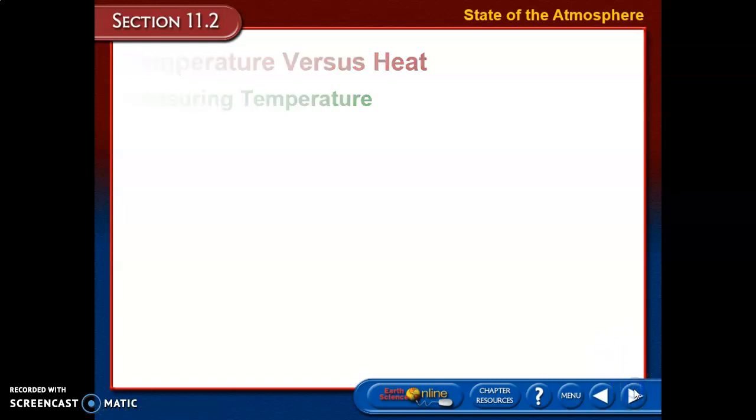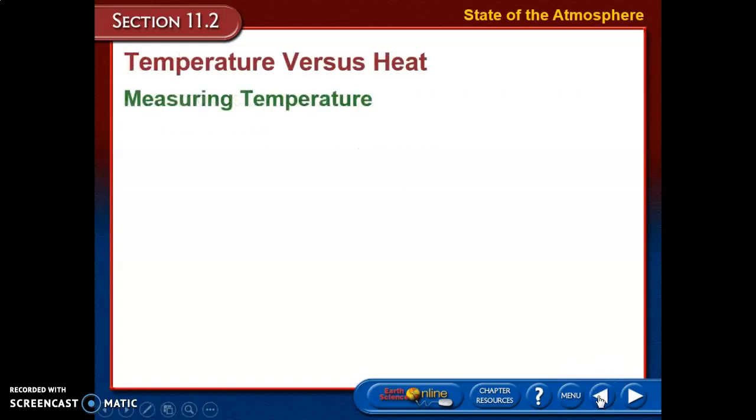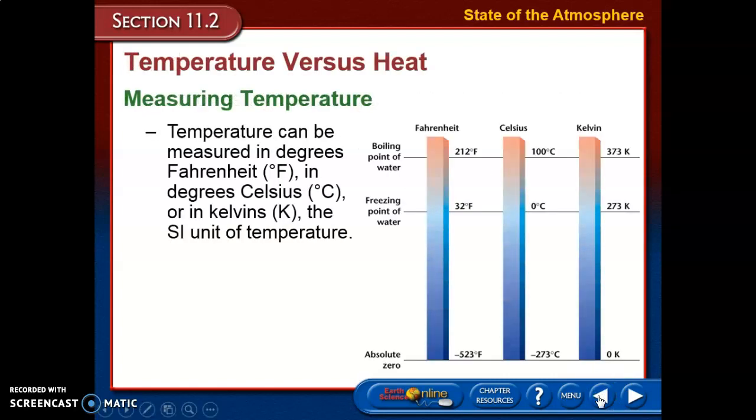So as you can probably guess, temperature can be measured 3 different ways. You got Fahrenheit, which is what we're used to, Celsius, which is what scientists use, and Kelvin, which is also used by scientists. Kelvin's usually used when you're dealing with extreme temperatures. Celsius with your average everyday, and somewhat high, somewhat low. And then once again, Fahrenheit, what you're used to.